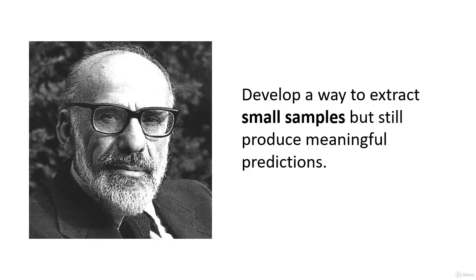Gossett found big samples tedious and hard to work with, so he tried to develop a way to extract small samples but still come up with meaningful predictions. He was a curious and productive researcher and published several papers that are still relevant today. However, due to the Guinness policy, he was not allowed to sign the papers with his own name. Therefore, all his work showed up under his pen name, Student.